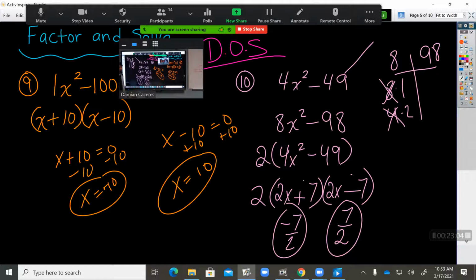Hmm? It's kind of like simplifying, yes. Yes. That's a good comparison.